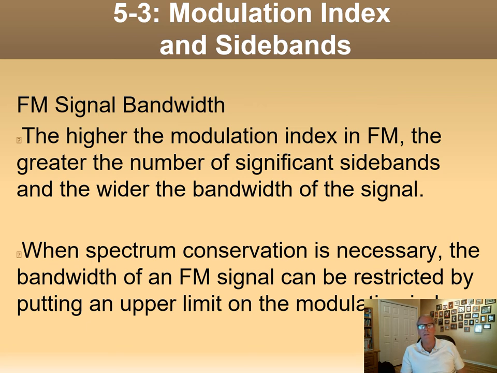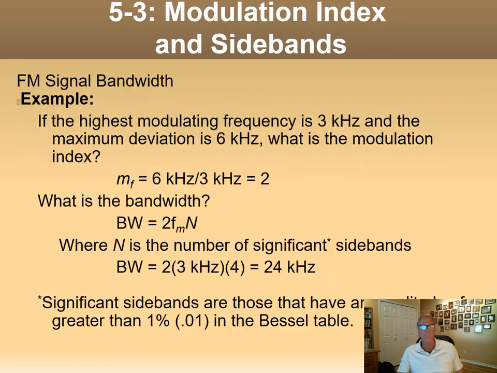So again, the higher the modulation index, the greater the number of significant sidebands, and the wider the bandwidth of the signal. In order to conserve spectrum, we reduce the modulation index.